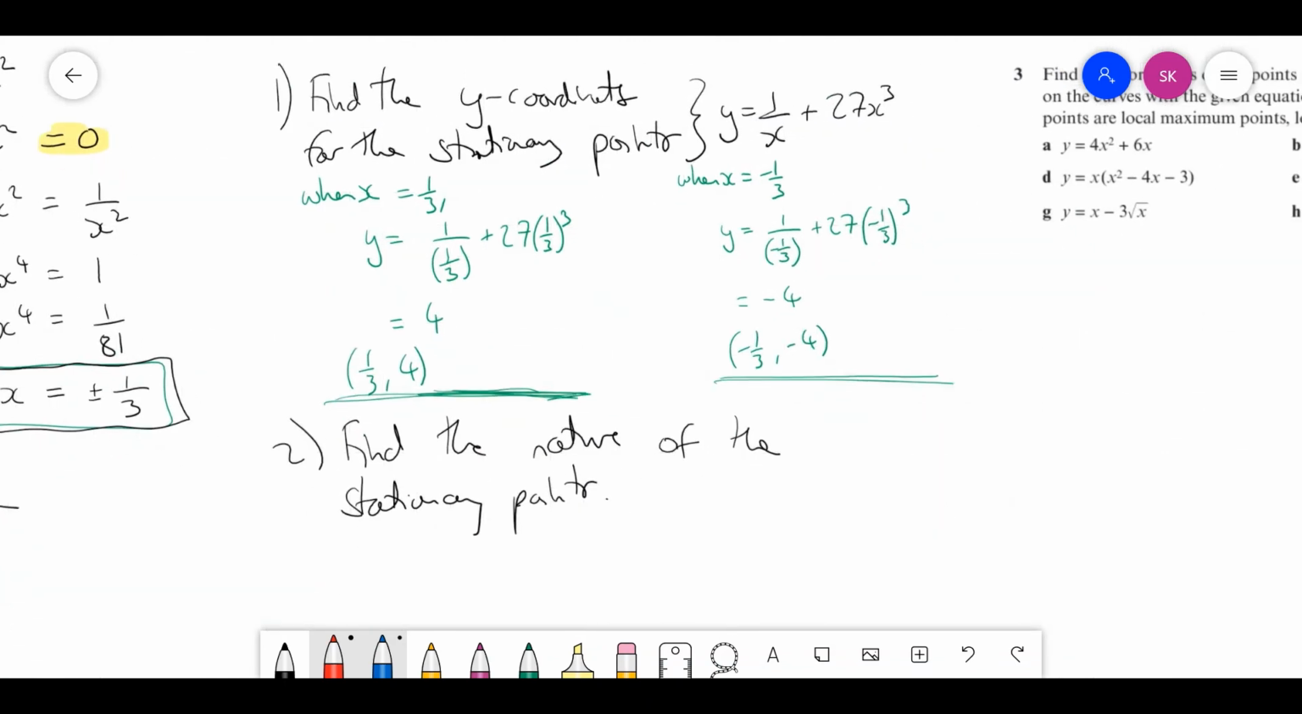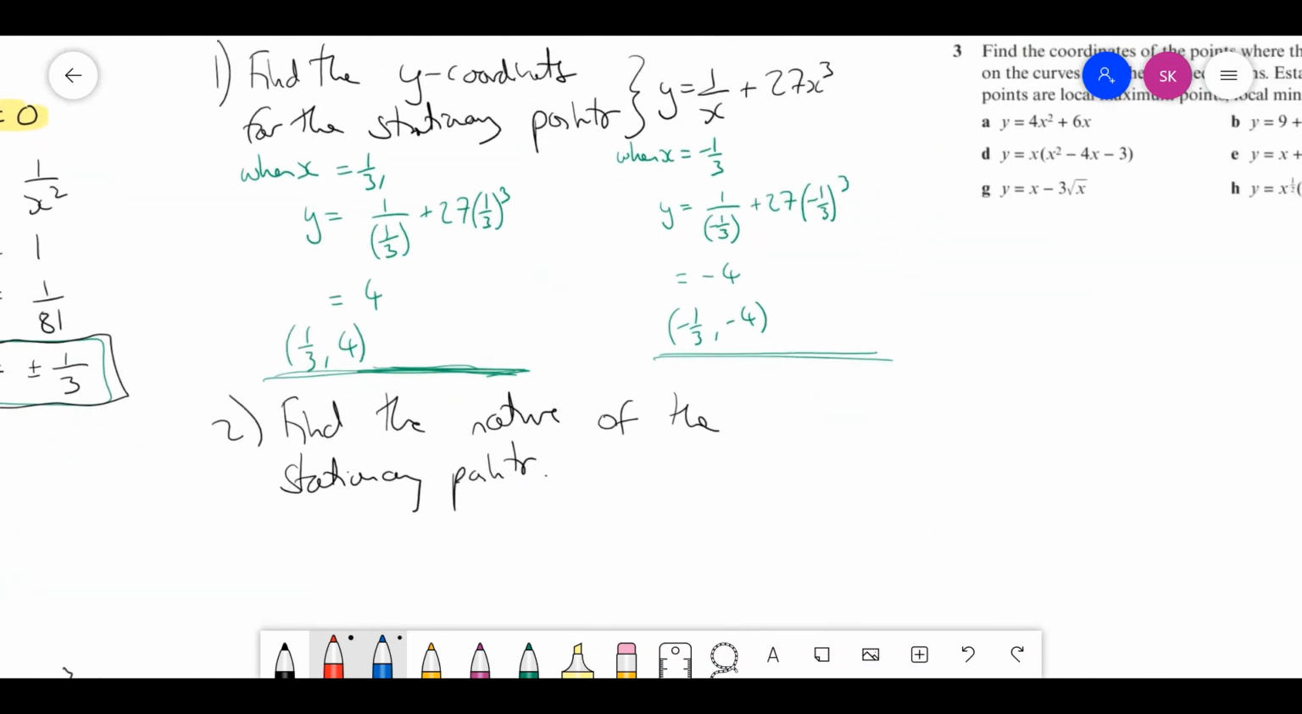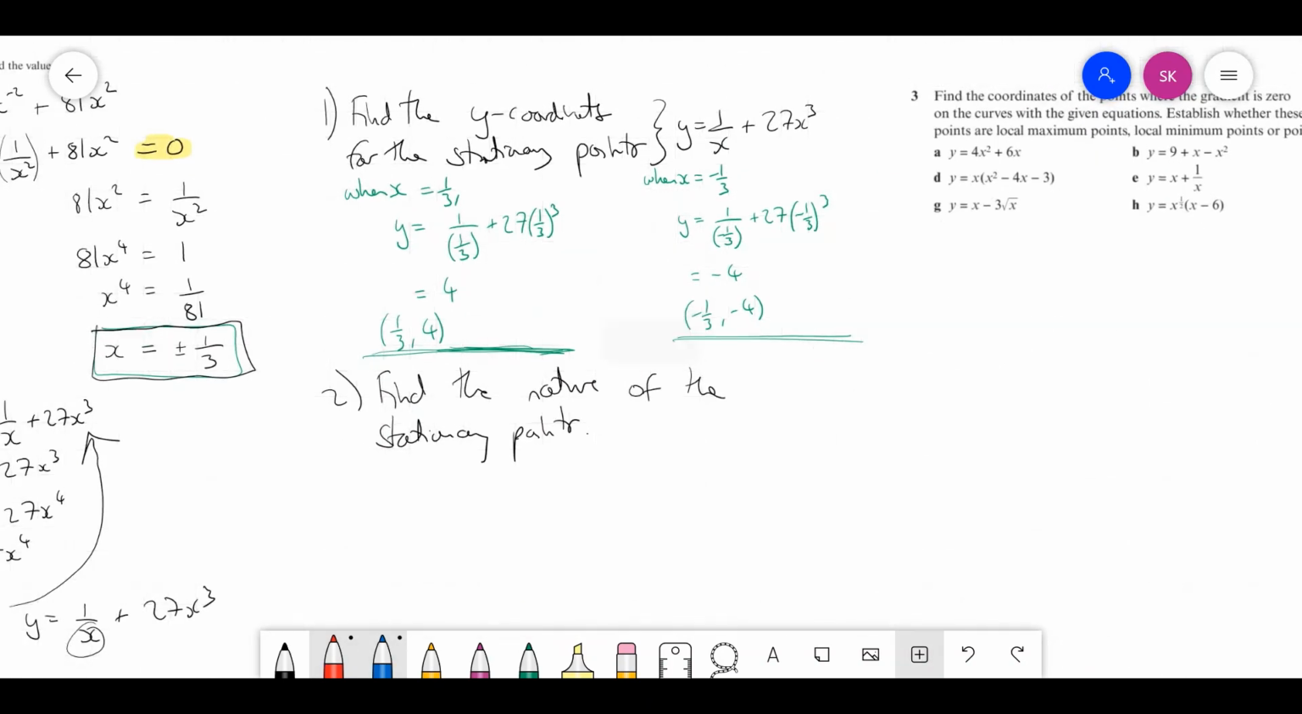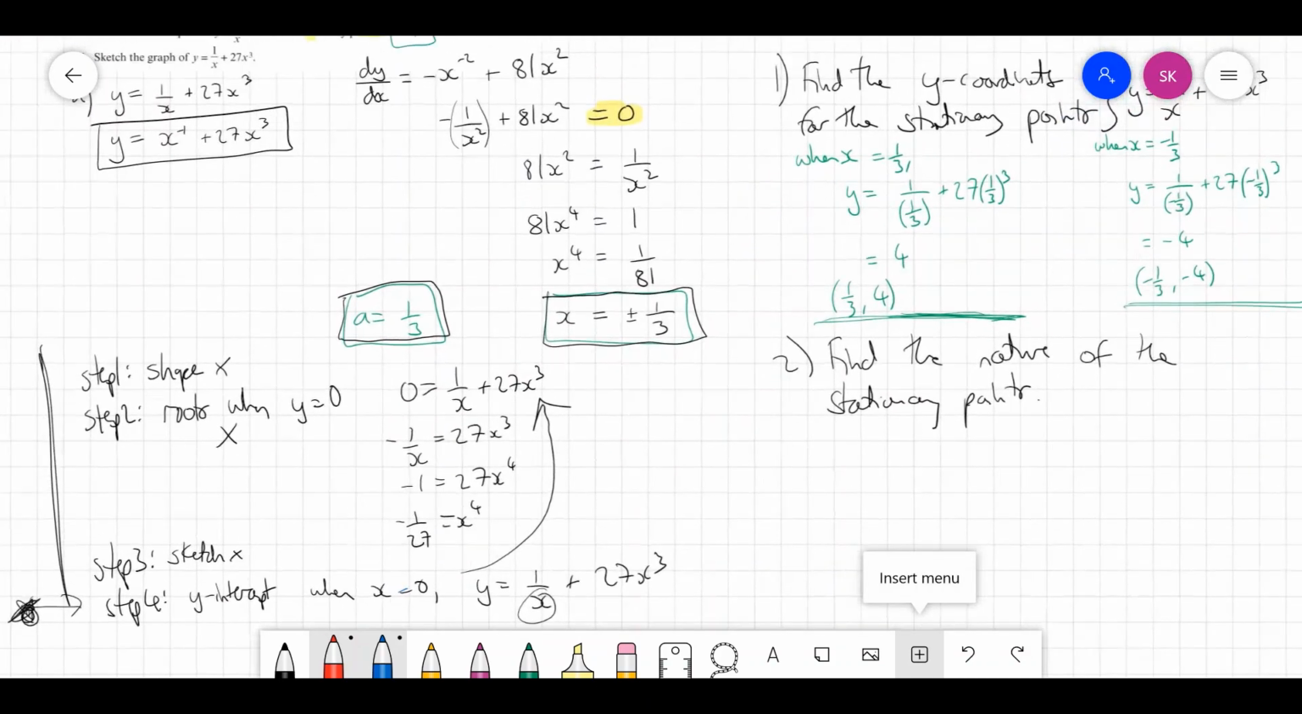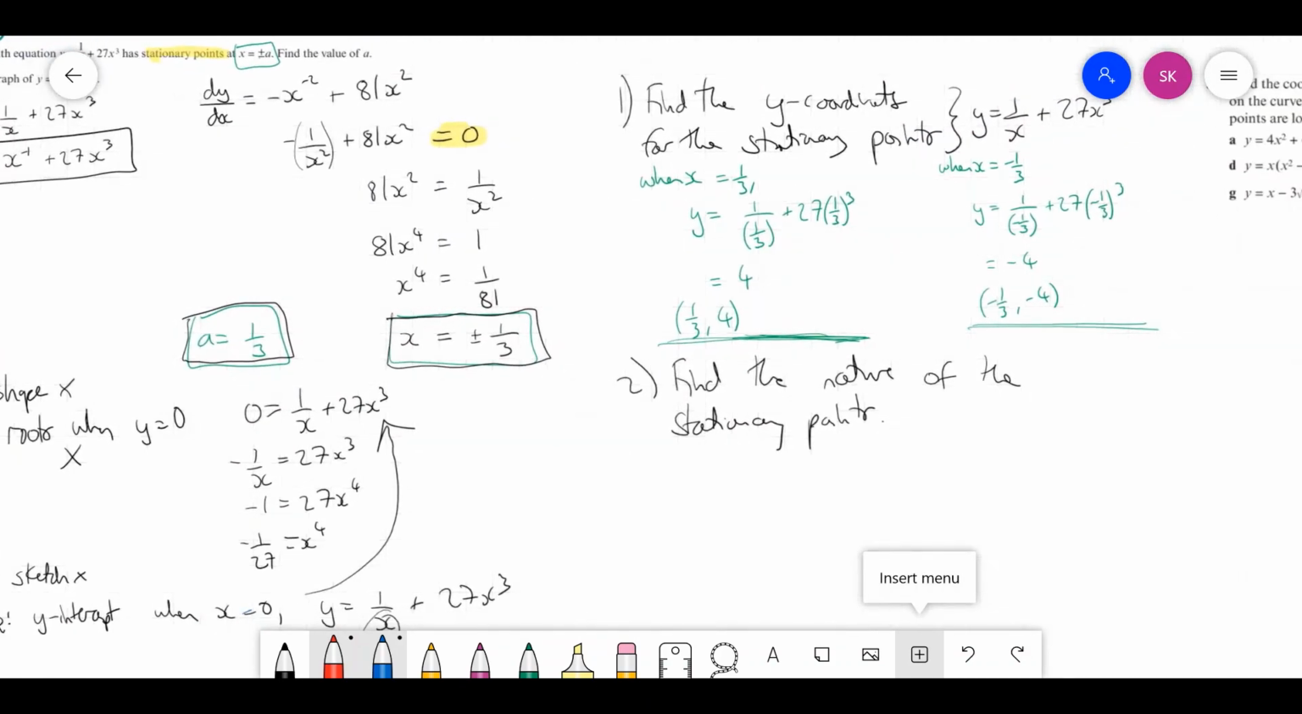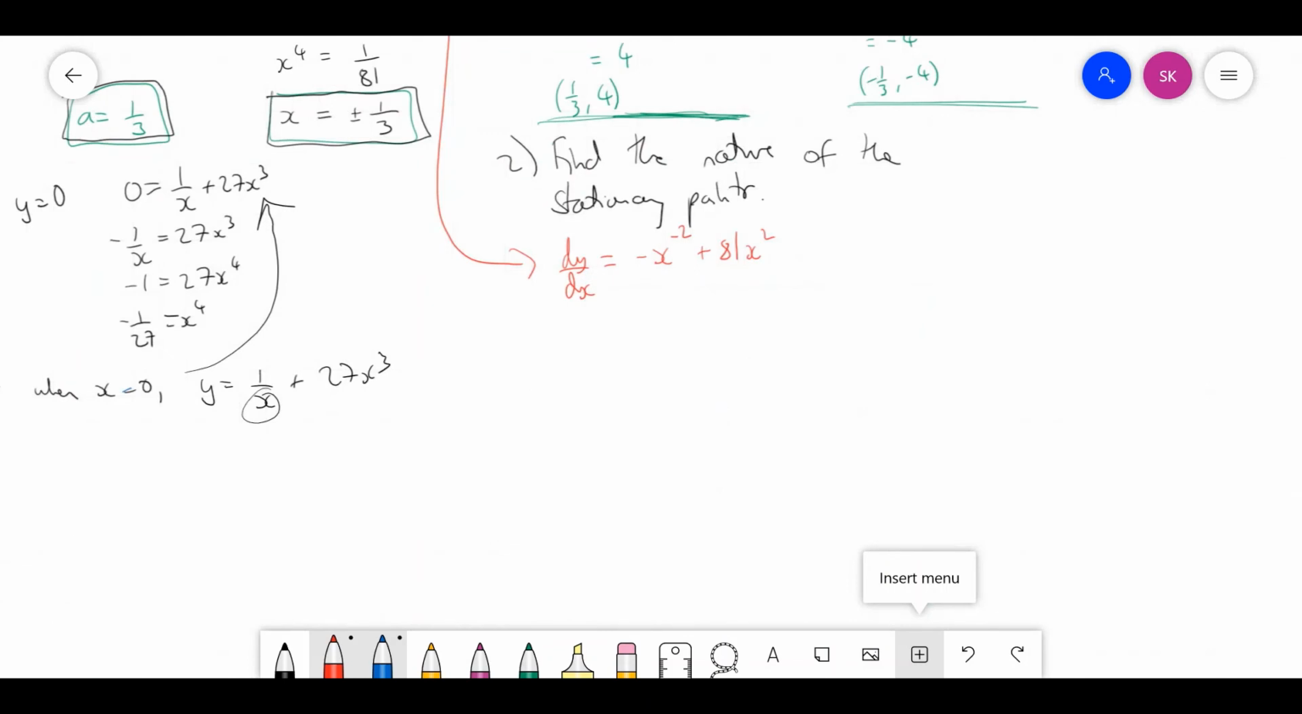It's usually more efficient to find the second derivative. Let's zoom out and find the first derivative, which is over here. So dy by dx, we already figured out, was negative x to the negative 2 plus 81x squared. And so to find d2y by dx squared, it's going to be 2x to the negative 3 plus 162x.